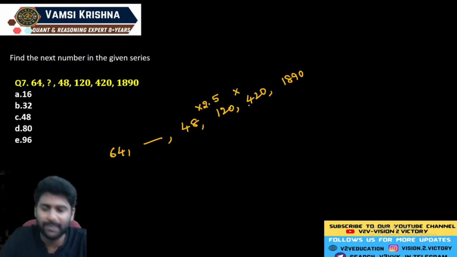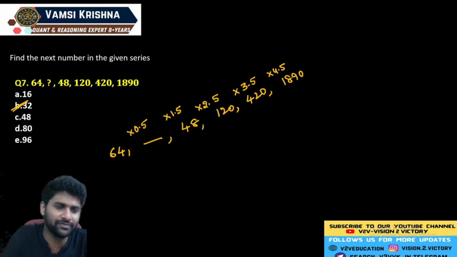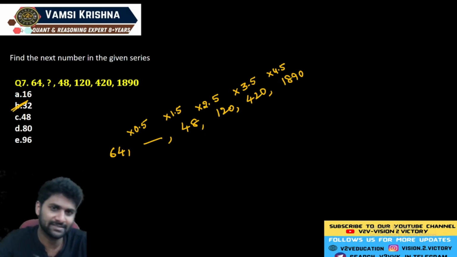Now see, 120 becomes 420. So what is the possible here? 120 times 3 is 360. Again 60 values extra means it's a 3.5 times. So definitely it's a 4.5. What about the previous one? It's 1.5 and definitely 64 is multiplied by 0.5. It's a value of 32. It's a 32 guys.